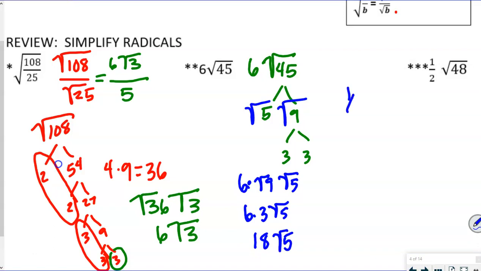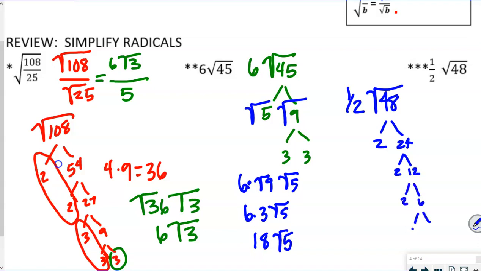Last one over here. Again, we got the 1/2 out front. We're going to take square root of 48. So here again, I know this is divisible by 2. So that's 24. Again, 2, 12, 2, 6, 2, and 3. Okay, remember about our pairs, right? Okay, so we got a pair here. That's 4. Another pair right there. That's 4. Y'all, what's 4 times 4? 16. Oh, perfect square, right?